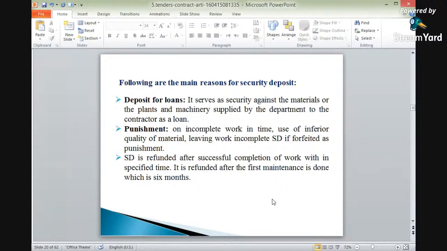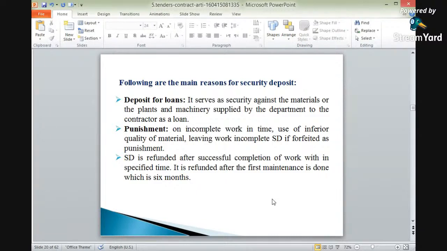Following are the main reasons for security deposit. For loans, it serves as security against the material, plants and machinery supplied by the department to the contractor. So it is just a deposit for the loans. Security deposit plays an important role against materials, plants, and machinery supplied by the department. If the department is supplying plants or machineries, there should not be harm to them.